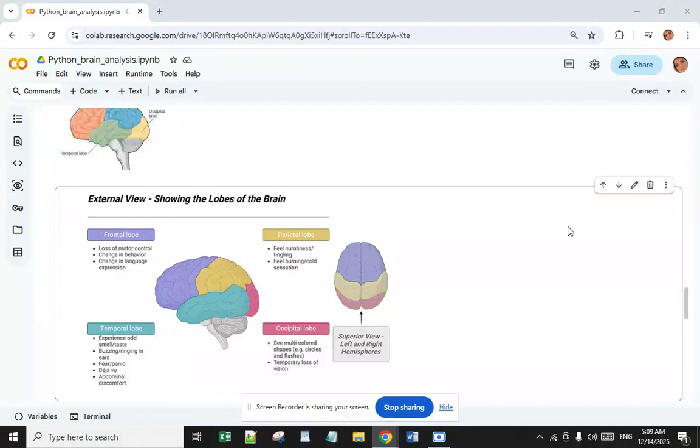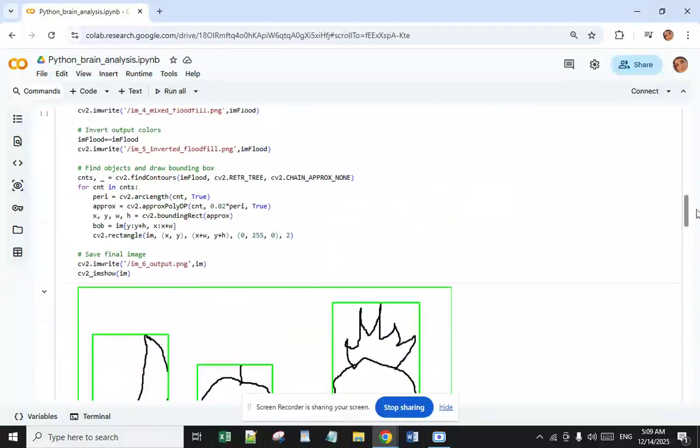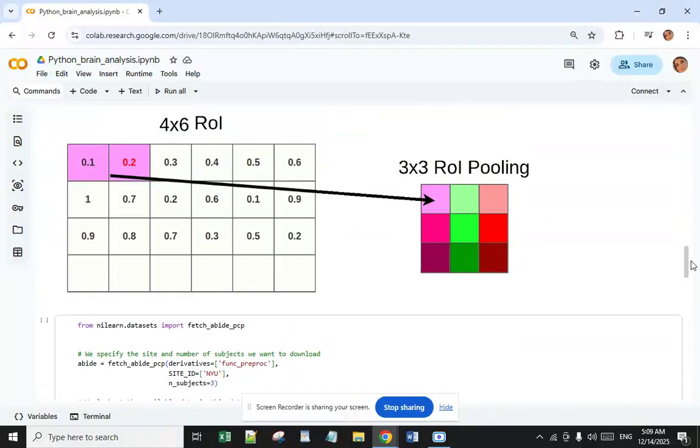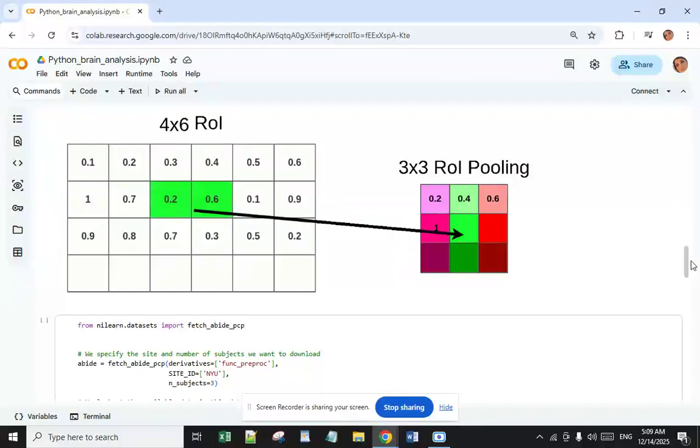And now I want to talk about the convolutional neural network and how we can detect and realize the specific part of the brain. A convolutional neural network or CNN is a type of feed-forward neural network that learns features via filter or kernel optimization.